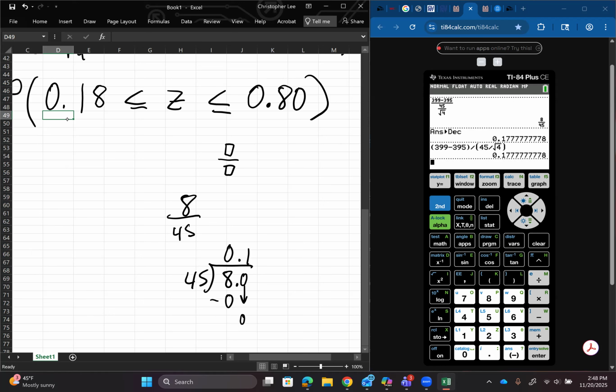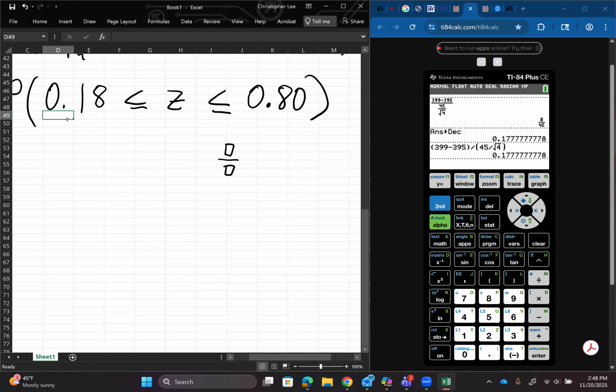But wait a second, what if I don't have a calculator? So how do I know to divide the 8? Just do the top first. So do your subtraction first. And then the bottom, I'm gonna do the long division.